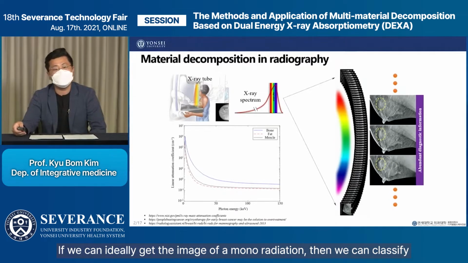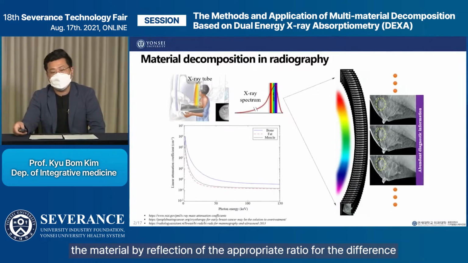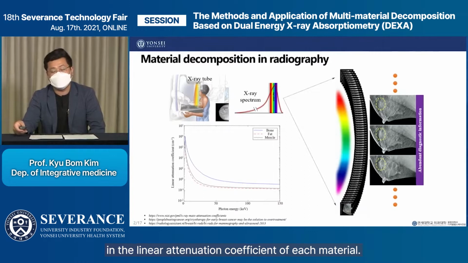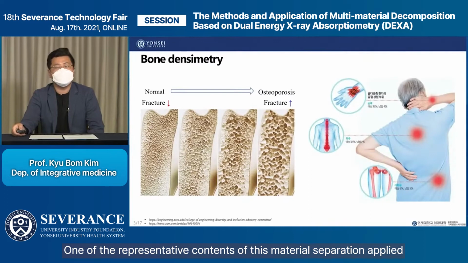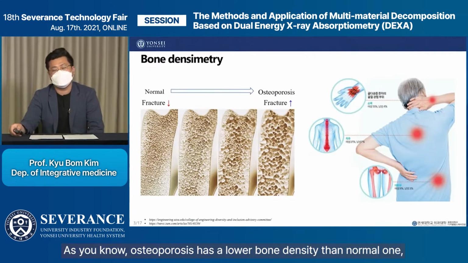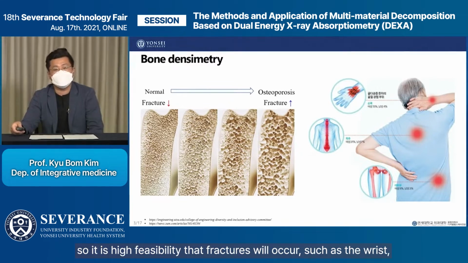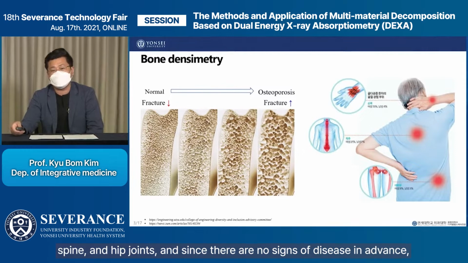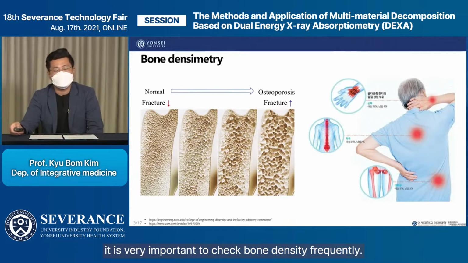If we can ideally get the image of a mono radiation, then we can classify the material by reflecting the appropriate ratio for the difference in the linear attenuation coefficient of each material. One of the representative applications of this material separation method is bone density measurement. As you know, osteoporosis means lower bone density than normal, so there is a high feasibility that fractures will occur, such as in the wrist, spine, and hip joints. And since there are no signs of disease in advance, it is very important to check bone density frequently.